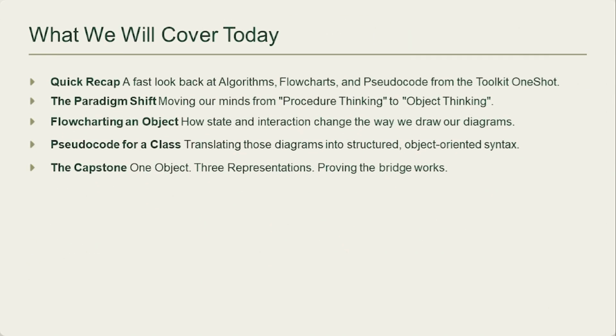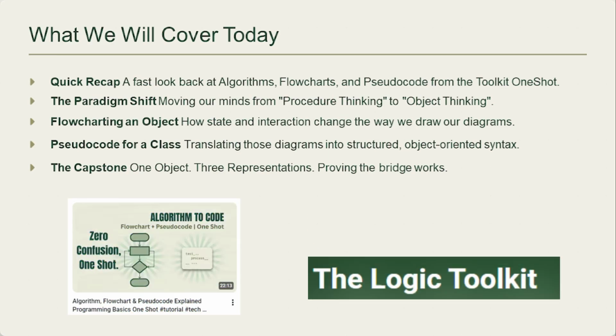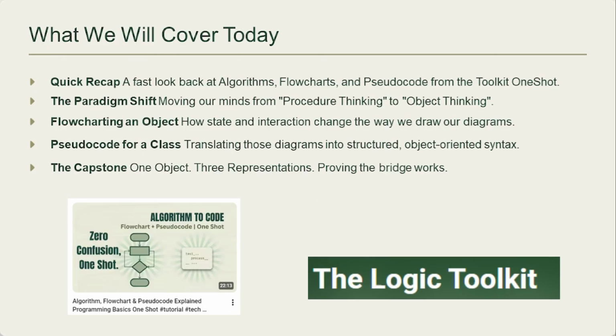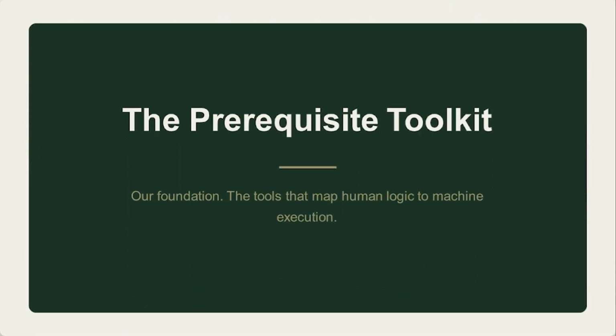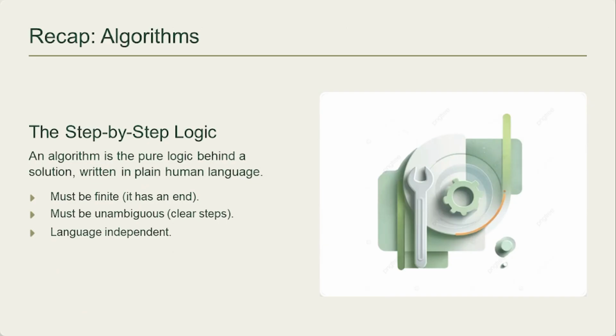So today's content would be a quick recap of my one-shot video that is basically on algorithm, flowchart and pseudocode. You can find the link below. Then the paradigm shift from procedural thinking to object-oriented thinking. Then flowchart on object, then pseudocode for a class, and one capstone, in which we are going to understand the prerequisite toolkit. Let's recap our algorithm.